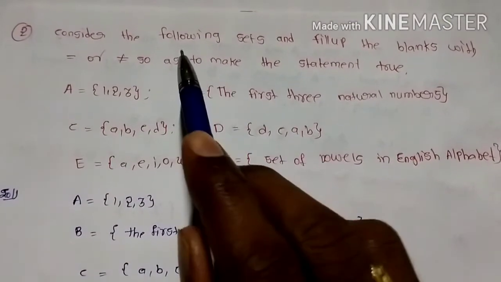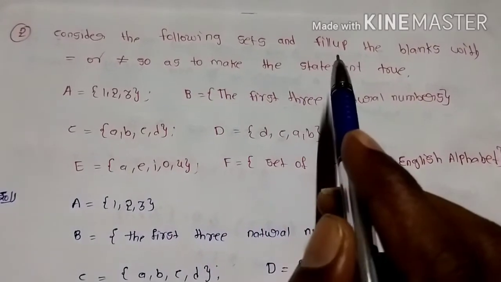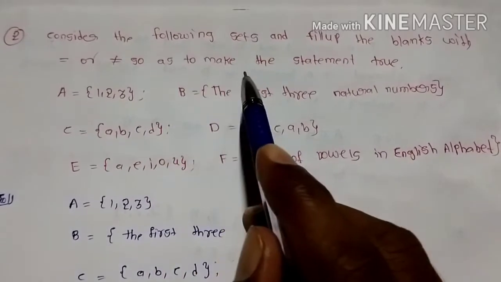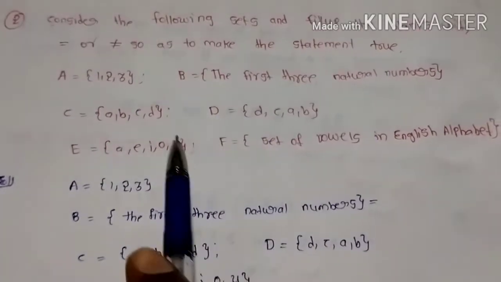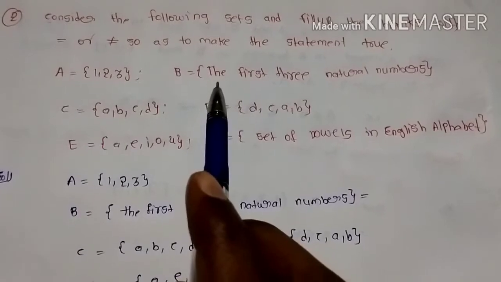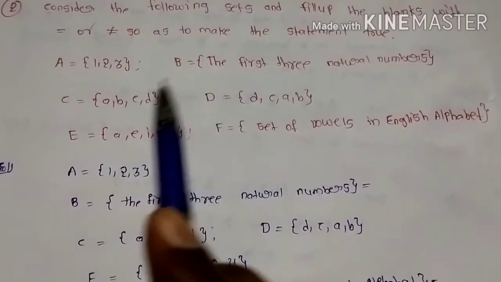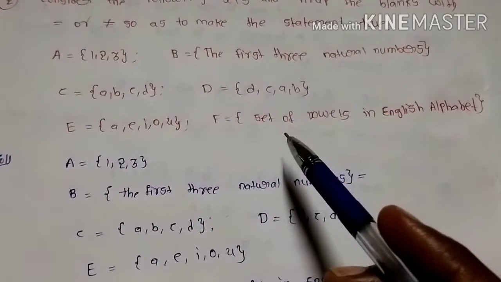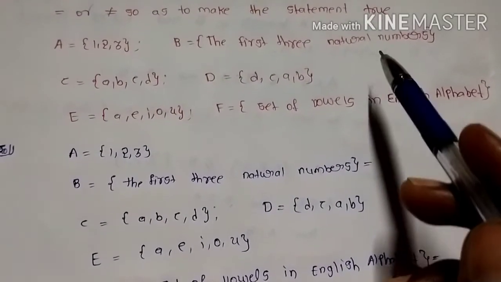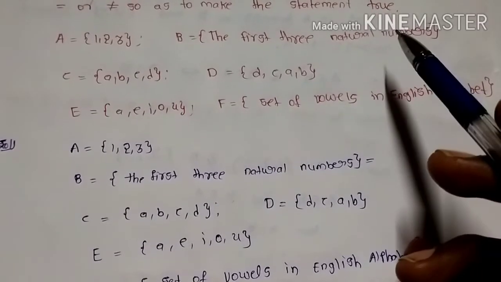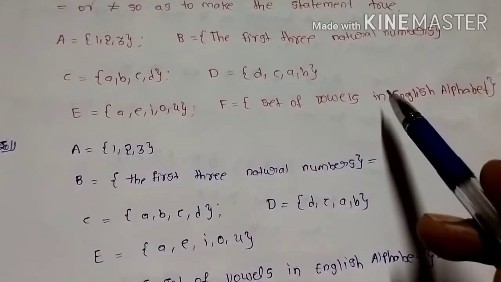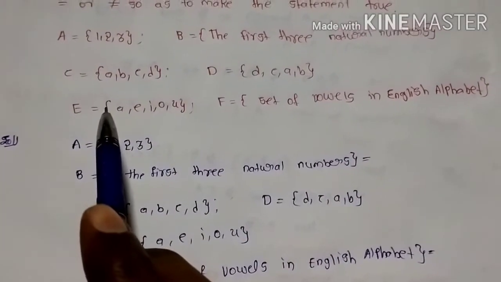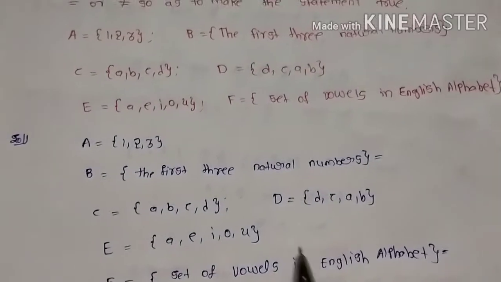Now you can see another question. Consider the following sets and fill in the blanks with equal or not equal so as to make the statement true. First of all, I am writing set A, set B, set C, set D, set E, set F. Once you observe, set B and set F are not in roster form. Yes or no, they are in set builder form. First of all, write these two sets in roster form. Why? Because all the sets A, C, D, E are in roster form or not? Yes, so I am writing them in roster form.